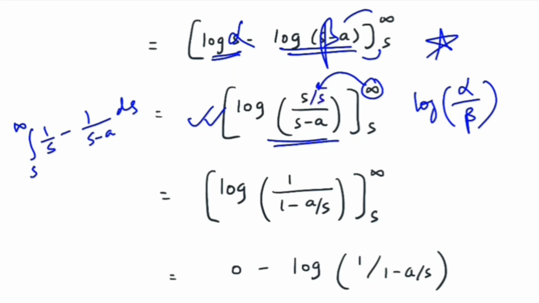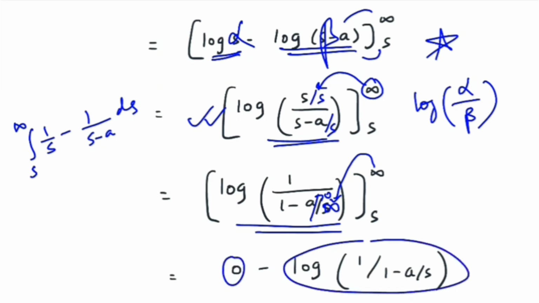Divide the numerator by s and divide the denominator by s. If you do that, you will get log of 1 upon 1 minus a over s. And if now you substitute infinity, then what would be the answer? Log of 1 upon 1 minus a over infinity, which means it is 0, right? So the answer would be log 1, which is 0, and then minus the lower limit. So minus the lower limit, you will get this term.